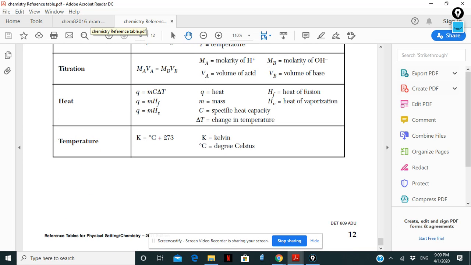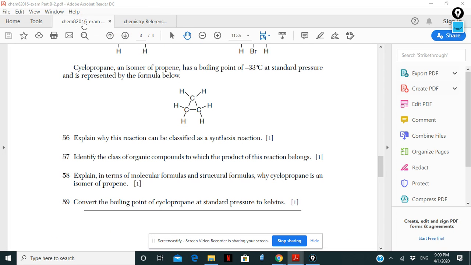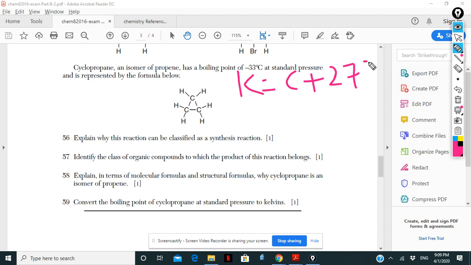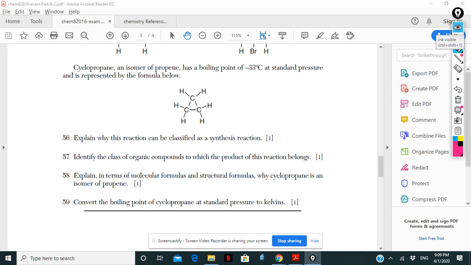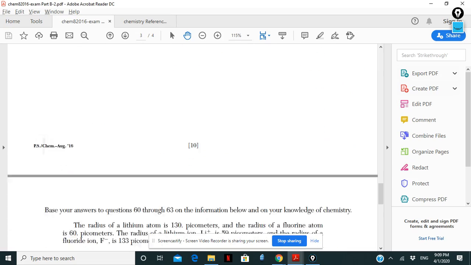Kelvin equals Celsius plus 273. So that's the formula I'm going to use. Kelvin equals Celsius plus 273. Celsius here was negative 33, plus 273, equals 240 Kelvin. 240 Kelvin.